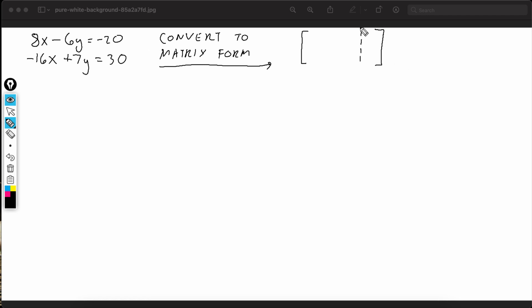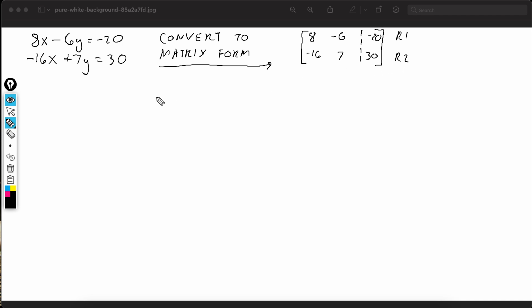So it's 2 brackets followed by some broken lines. That's how I do it. So what's row 1? We got 8, -6, -20. So we write that out right here: 8, -6, -20. Then row 2: -16, +7, +30. And we'll refer to this from now on as row 1, row 2.